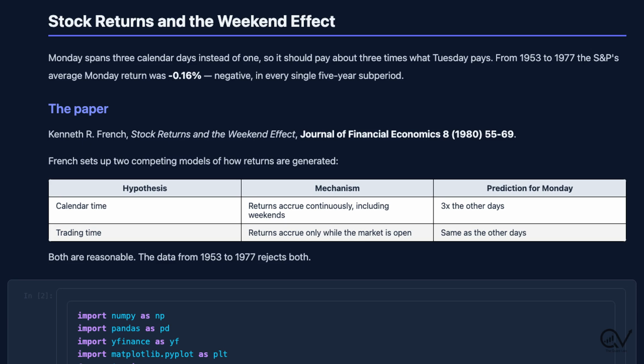French sets up two competing models. Under calendar time, returns accrue continuously. The clock never stops. So Monday's 3 calendar days should earn 3 times what a normal day earns. Under trading time, returns accrue only while the exchange is open. So every day is one trading day, and every day should earn the same. Those are the only two sensible stories. And here's the thing, the data rejects both of them.